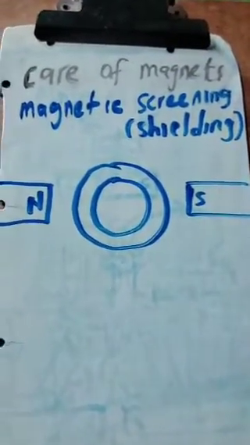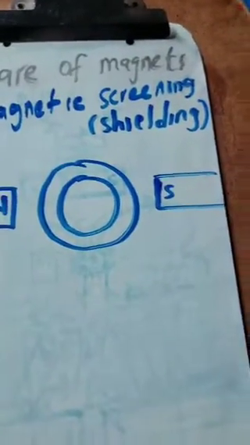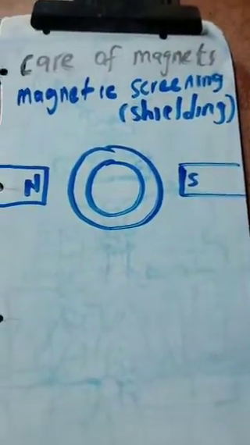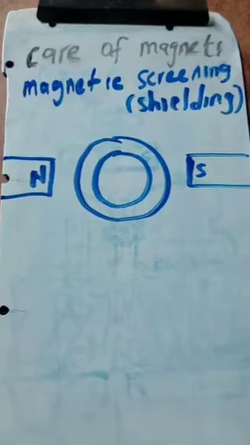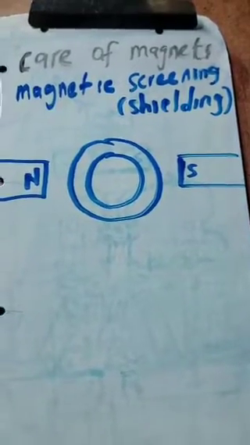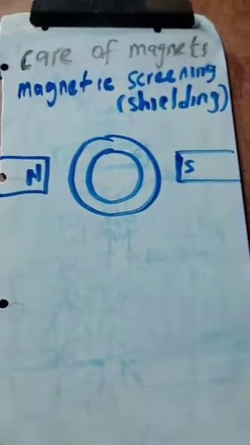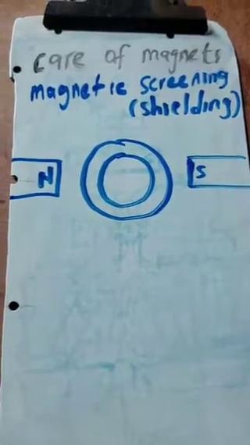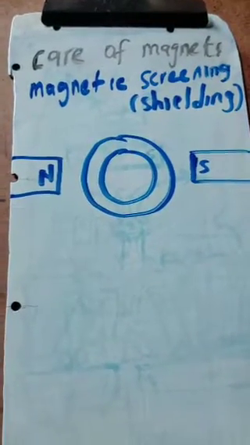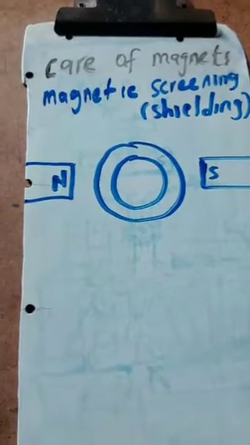The care of magnets. How can you take care of magnets to avoid them being destroyed or them damaging other property? Firstly, we talk about magnetic screening or magnetic shielding. This is the process of protecting a device from external magnetic interference, or protecting the surrounding of a device from magnetic interference. That is magnetic screening.